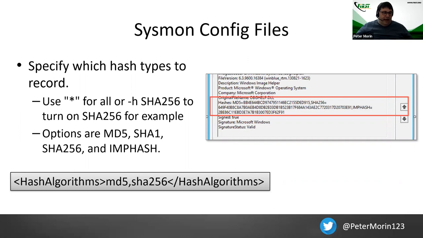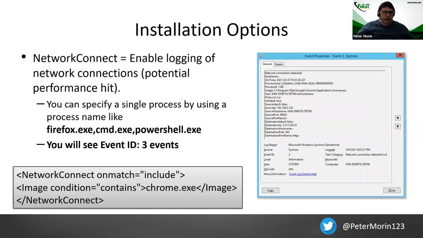You can specify the hashing algorithm, as I mentioned earlier, as just a configuration item in the config file. Here we have our XML item, hash algorithms, and then we specify which ones we want, or we could use a star and have everything on: MD5, SHA-1, SHA-256, or IMPHASH. We can also enable network connect, which logs all network connections. I say performance hit, but it's really a logging hit. Your log files are going to fill up really quickly. Performance-wise, if you're doing Windows event forwarding or have a Splunk universal forwarder, those are the areas where you could have performance issues, not necessarily from Sysmon itself.